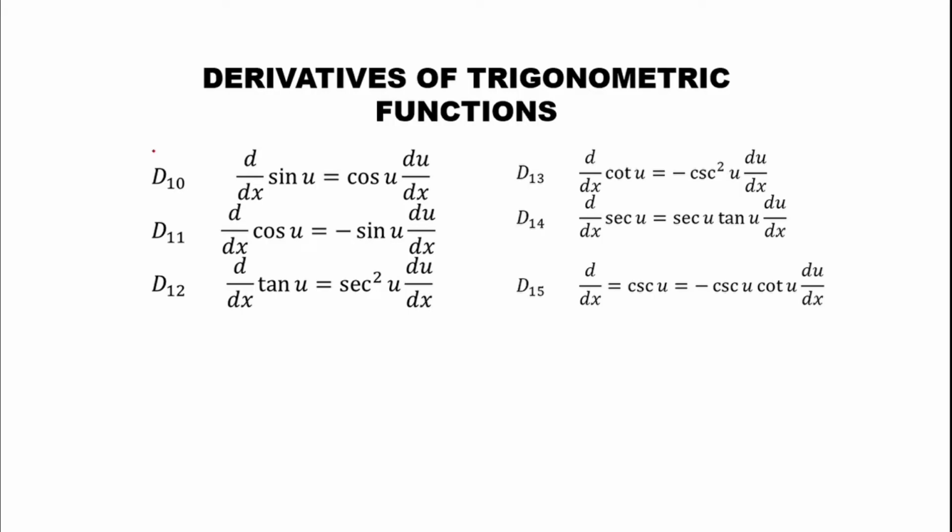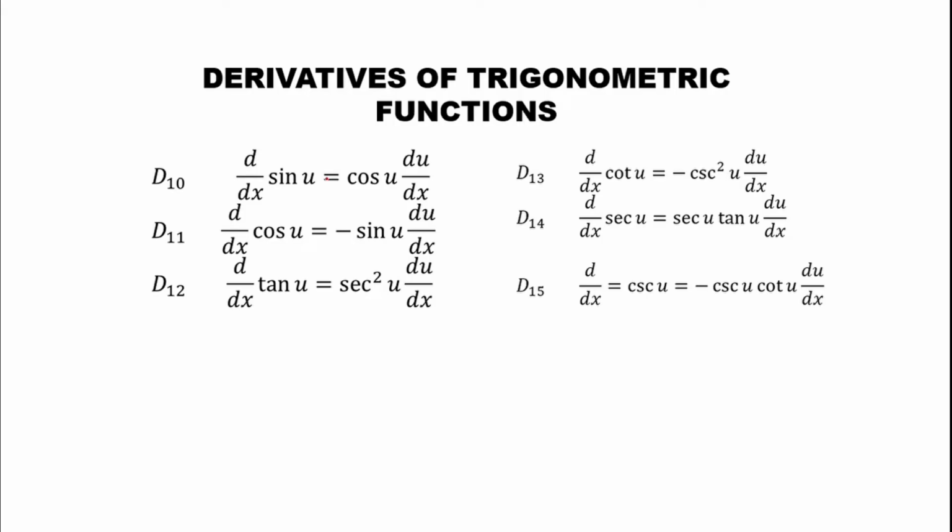The derivative of sine u with respect to x is equal to cos u, derivative of u with respect to x. The derivative of cos u is equal to negative sine u du with respect to x. The derivative of tangent u is equal to secant squared u du over dx. The derivative of cot u is equal to negative cosecant squared u du over dx. The derivative of sec u is equal to sec u tan u du with respect to x. And the derivative of cosecant u is equal to negative cosecant u cot u du with respect to x. So these are the trigonometric functions that we are going to use today.